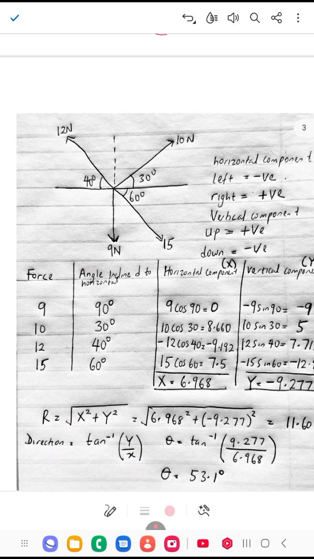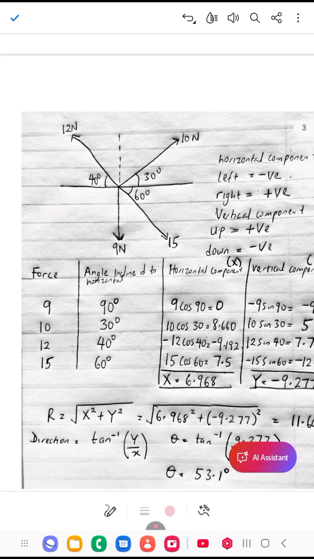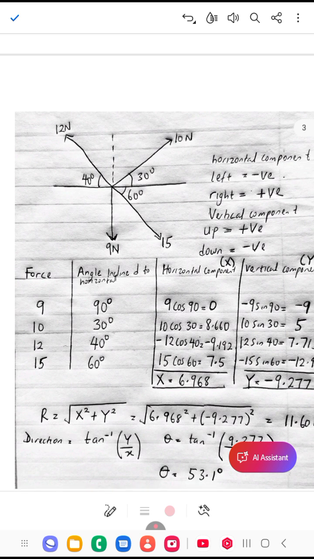If they are at right angle to each other, we use the Pythagoras theorem, but if they are inclined at an angle with each other, we use what we call the parallelogram law of forces. So click on that link to learn more on parallelogram law of forces.